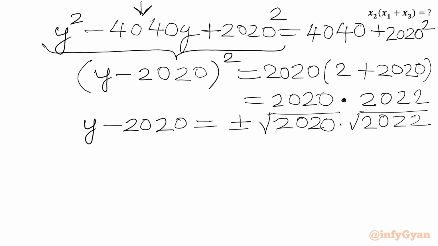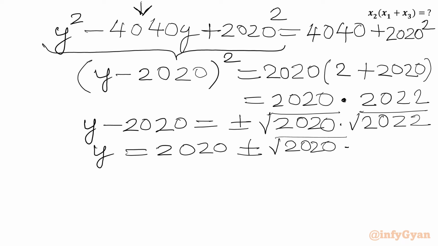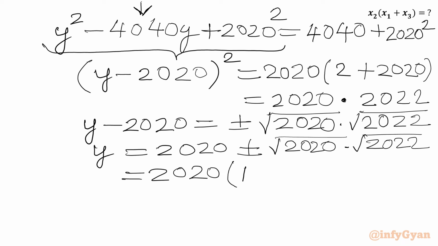Now we have to add 2020 to both sides. So we will get y will be equal to 2020 plus minus square root of 2020 times square root of 2022. Now I will take 2020 common out. So in the bracket we are going to write 1 plus minus square root of 2022 divided by square root of 2020.